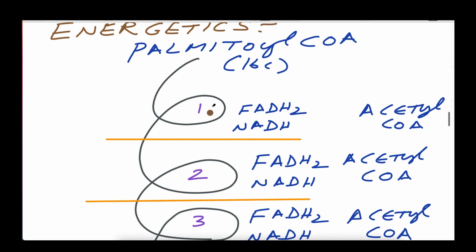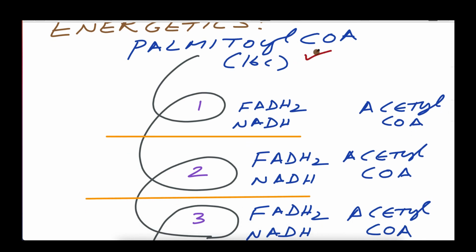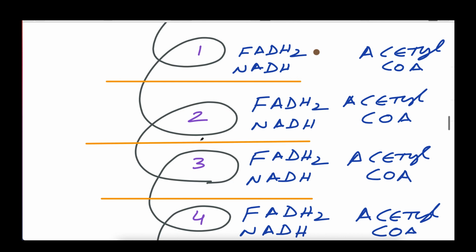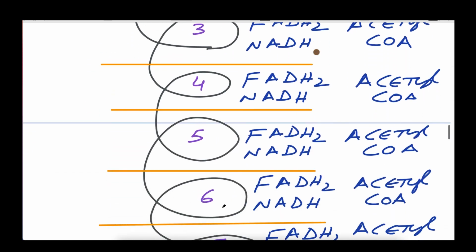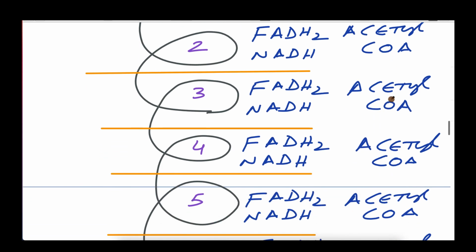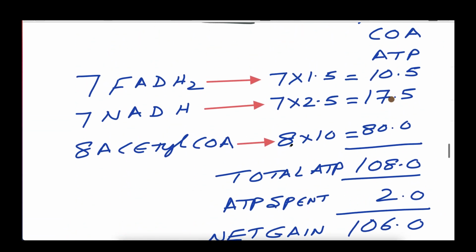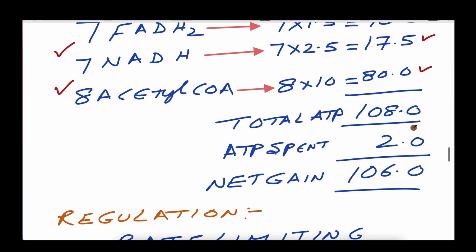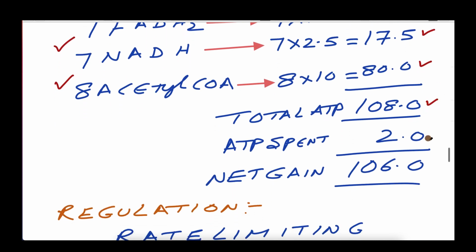Energetics. As I said, we have taken palmitic acid. 7 cycles take place: 1, 2, 3, 4, 5, 6, and 7. In each cycle, 1 FADH2 and 1 NADH is produced, and 1 acetyl coenzyme A is generated. So at the end of the complete oxidation of palmitic acid, 7 FADH2, 7 NADH, 8 acetyl coenzyme A, leading to the formation of 10.5, 17.5, 80 ATP. Total generation is 108 ATP, so 2 ATP are spent. The net gain is 106.